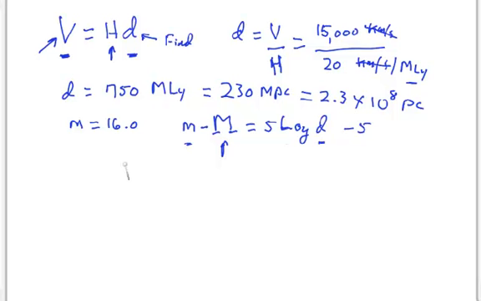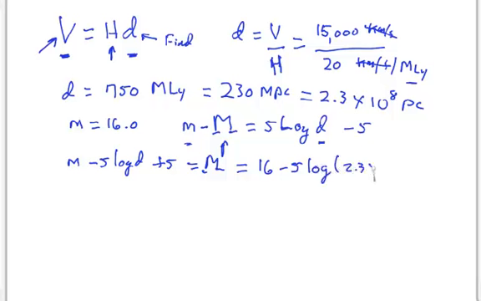So let's do a quick switch over. That'll tell us that little m minus 5 times log of d plus 5 is going to be equal to big M, what we want. That's what we want to find. So let's just put the values in this. This will be 16 here minus 5 times the log of 2.3 times 10 to the 8th, and then we're going to add a 5 over here.